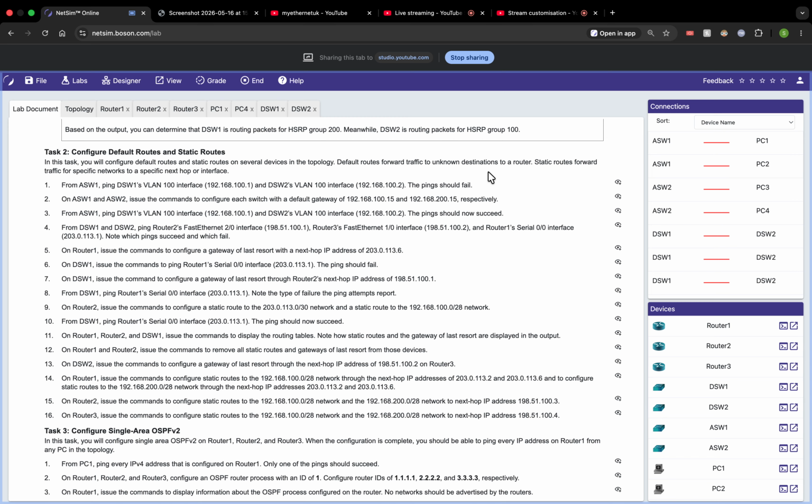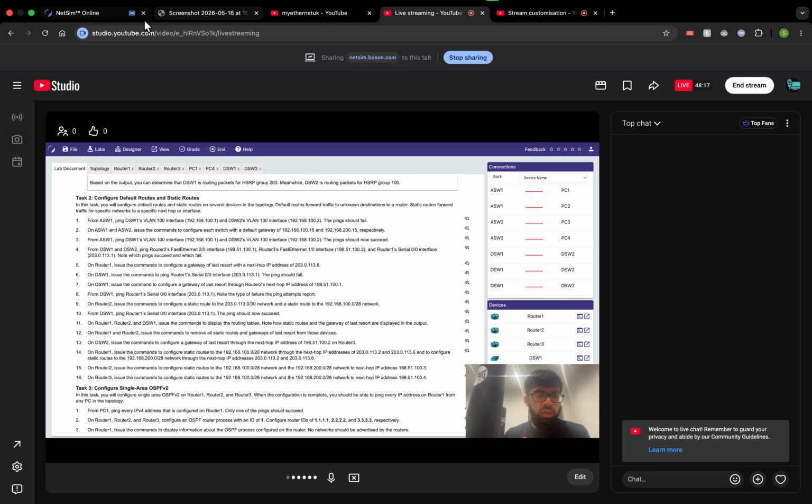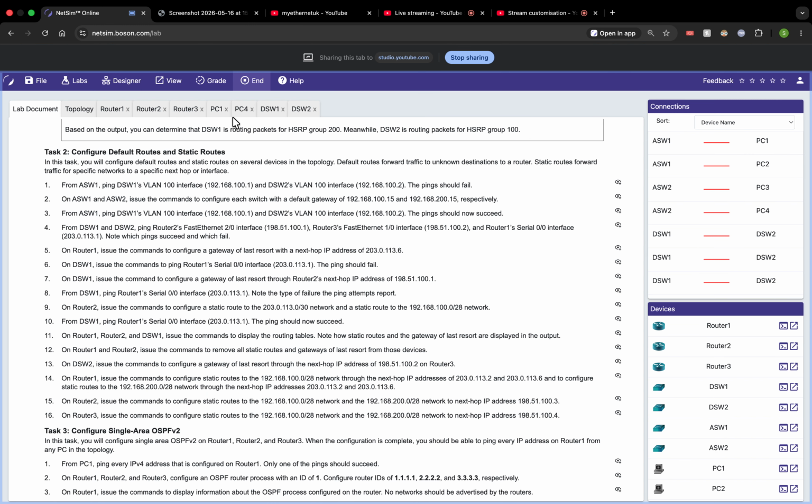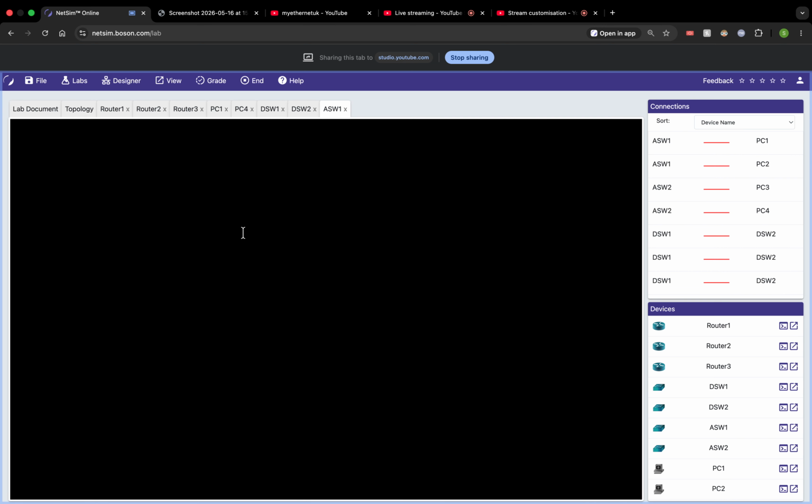In this task, we will configure default routes and static routes on several devices in the topology. Default routes forward traffic to unknown destinations to a router. Static routes forward traffic for specific networks to a specific next hop or interface. This is very important: default routes forward traffic to unknown destinations to a router. Static routes forward traffic for specific networks.